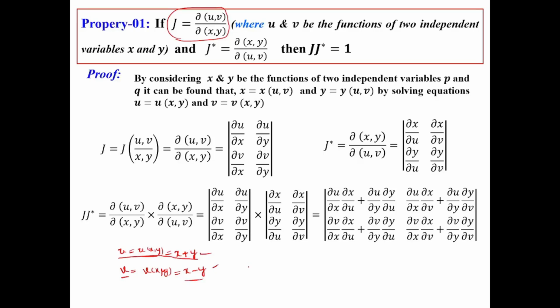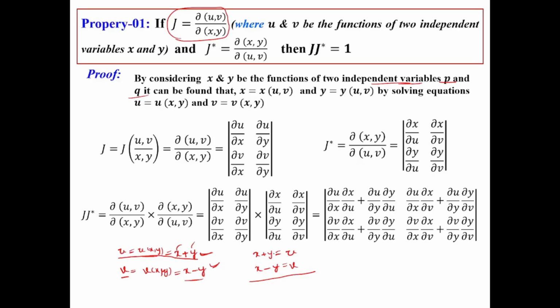Now if we solve these two equations, we are going to get the x and y values as functions of u and v, even if x and y are functions of other two independent variables p and q. It makes no difference. If x and y are functions of other two independent variables, then also by solving these two equations we can find x and y also as functions of u and v. Here we have x plus y equal to u, and x minus y equal to v.